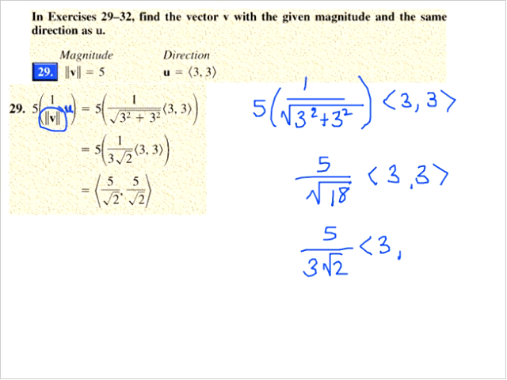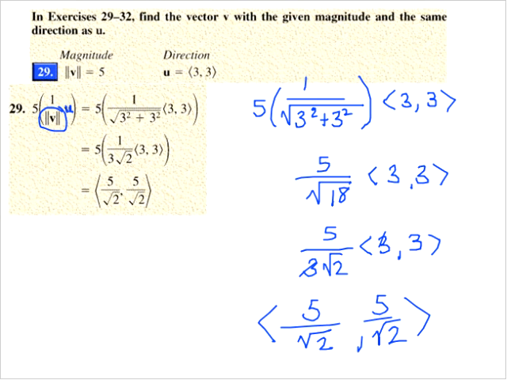And then we can distribute that. We are going to leave the square roots in the denominators here. So notice that the 3's actually cancel out here with each other. So you're just left with 5 square root 2, 5 square root 2.